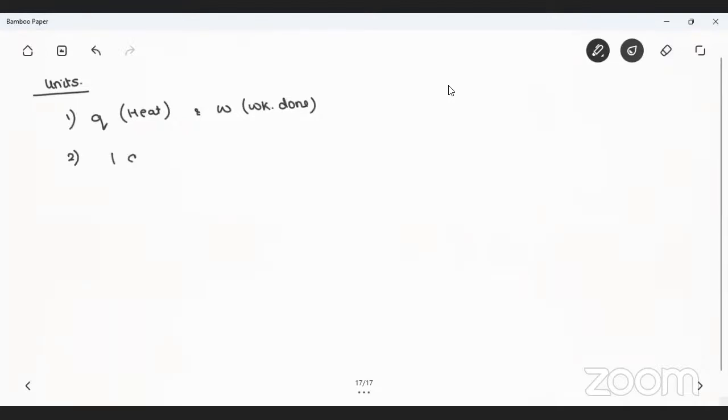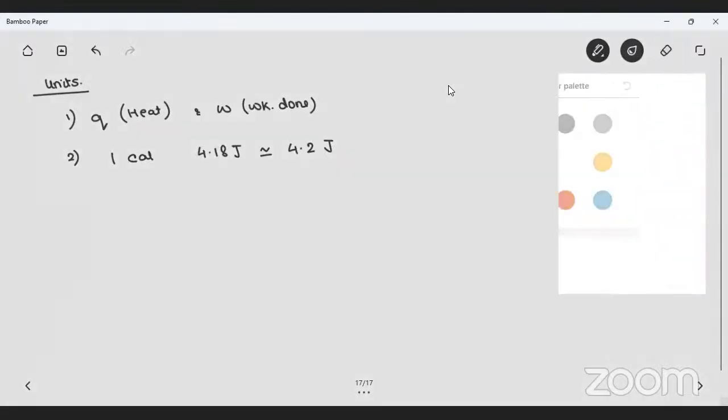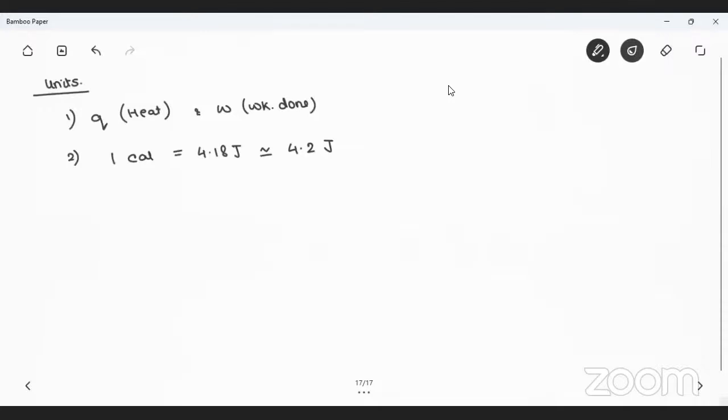1 calorie is equal to 4.18 joule. For your calculation, you will consider it to be 4.2 joule. Okay, for your calculation in your boards, you will do with 4.18. In your NEET exam or JEE exam, consider 4.2 joules.